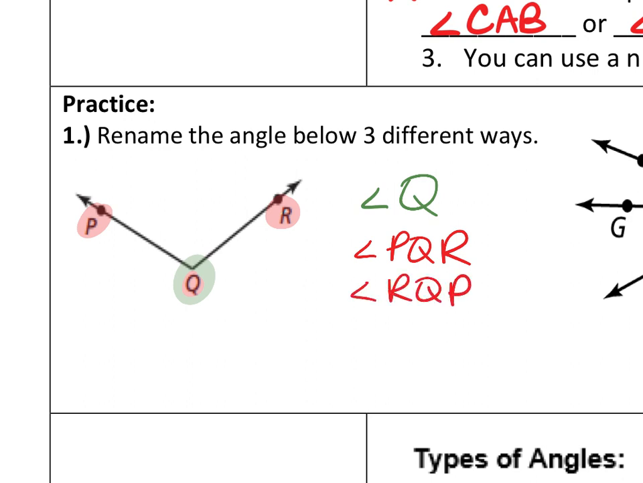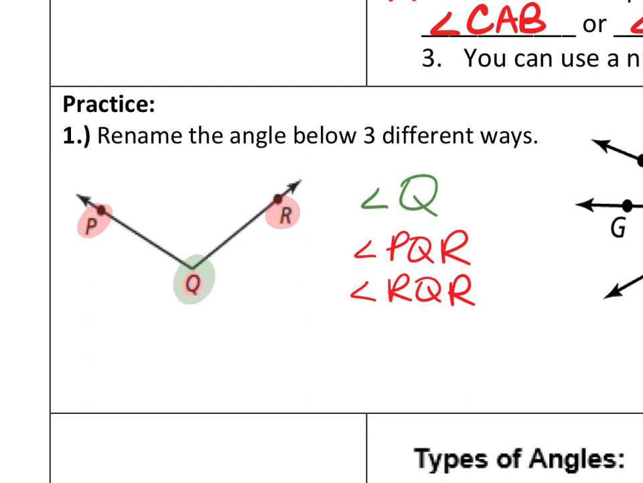What's the other 3-letter combination? RQP. Can I name it angle QPR? No, why not? Q has to be in the middle. So yeah, if you wrote that down, say not that one, because you can't name it that way since Q was not in the middle. Very good. Can I name this one by a number? No, there's no number there. Numbers are going to come from like a textbook or something. If I give you it being numbered, you can use a number. If I don't number it for you, you have to use letters.